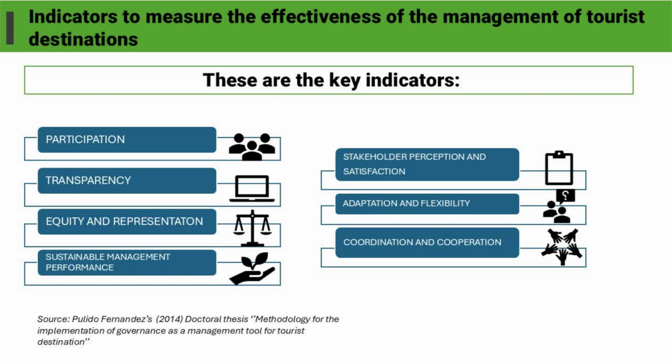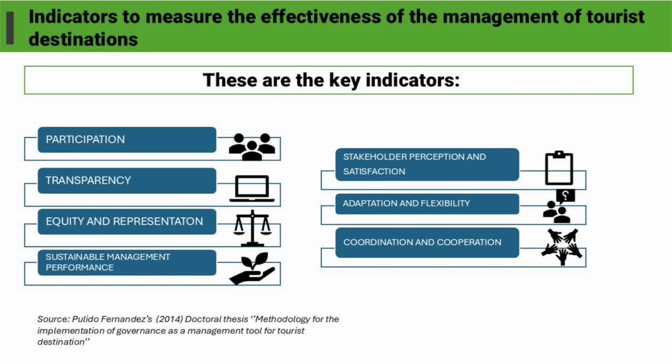First, participation indicators. These measure the level of involvement of the different stakeholders in the tourism governance processes. For example, companies, NGOs, public administrations. Second, transparency indicators. These evaluate access to information and the clarity of the processes. For example, the number of reports and public meetings.